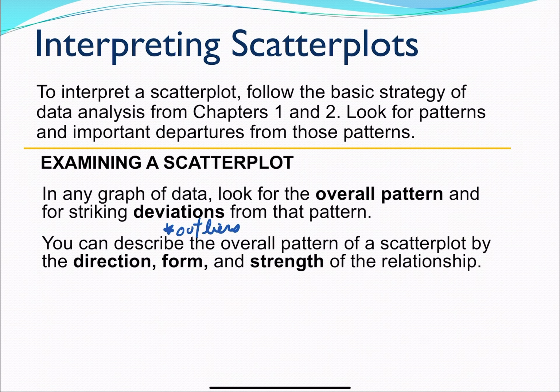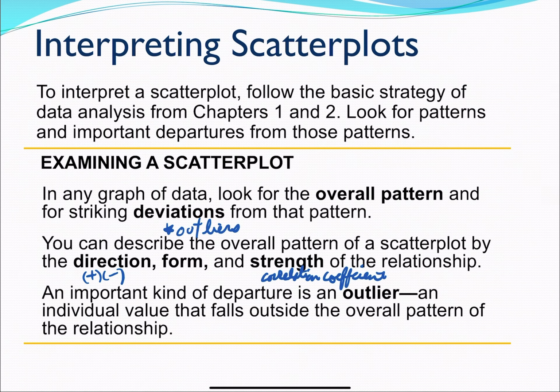Then what we want to do is describe the overall pattern by its direction. It can be positive or negative, what form it takes on, and the strength of our correlation. That's going to be our correlation coefficient, which is, you guessed it, what I'm talking about in this video. Lastly, an important kind of departure is an outlier. It just falls outside of the overall pattern of the relationship and can sometimes affect the correlation. So make sure you're keeping a close eye out for outliers.